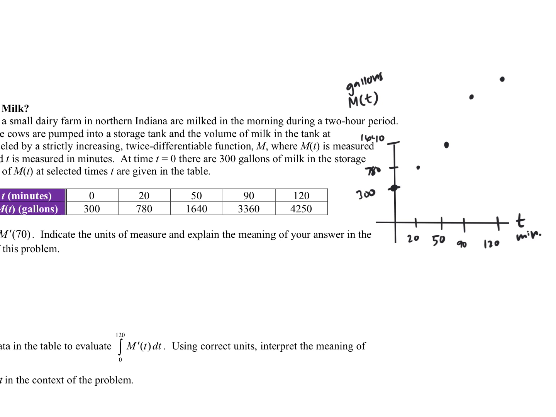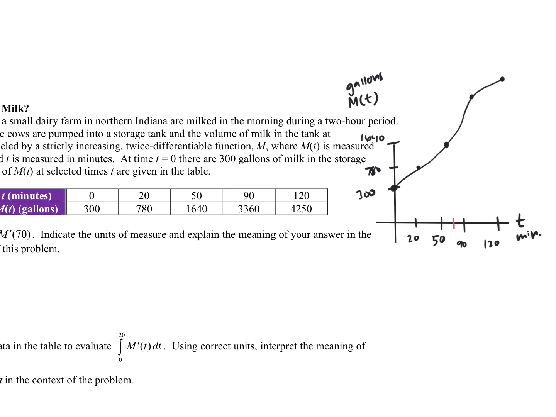Okay, I want to know what m prime of 70 is. So 70 is going to be somewhere in between that 50 and that 90. This is my curve of my m of t function, not trying to scale, but you get the idea. But m prime tells me what? What does the derivative tell me at a certain point on this curve? It tells me the slope, right?